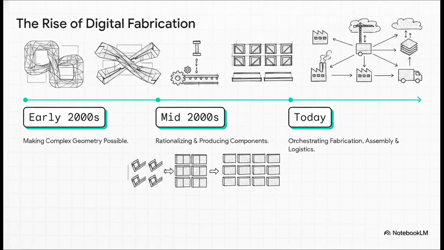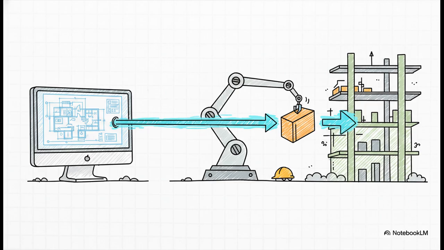So back in the early 2000s, this was all about making these wild, complex architectural shapes, the kind of stuff that was just impossible to build by hand. Then, by the middle of the decade, the focus shifted. It became about how to efficiently produce tons of unique individual parts for a project. But today it's the whole shebang. We're talking about orchestrating the entire workflow, from making the parts, to getting them to the site, to assembling them perfectly. It's about logistics.